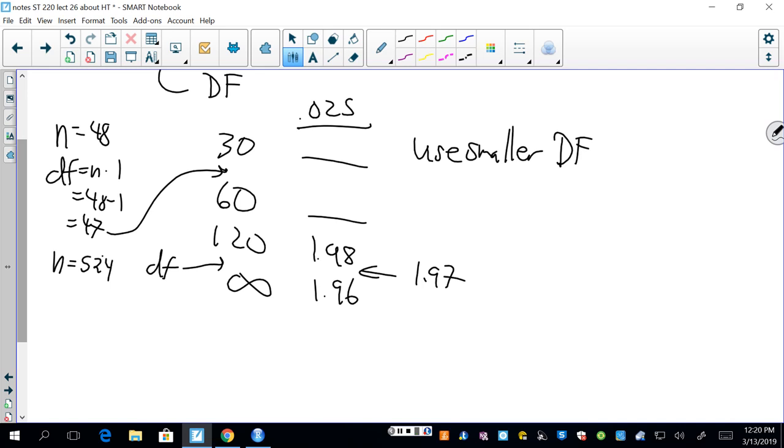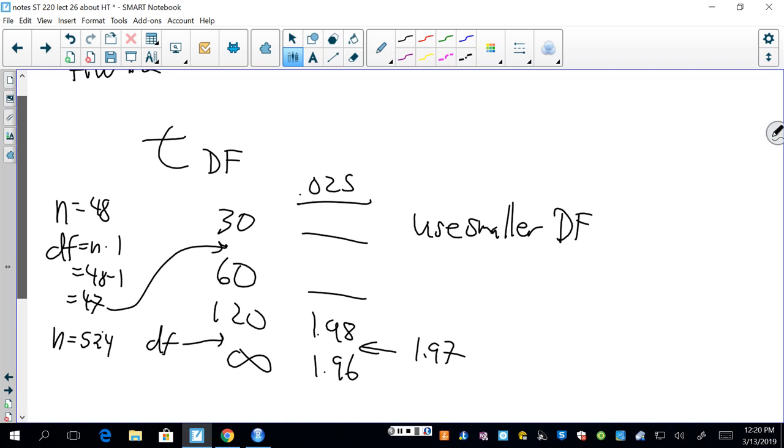And it's the plus or minus the t value times the standard error, so s over the square root of n. Yep. So sure. Any other questions about it?